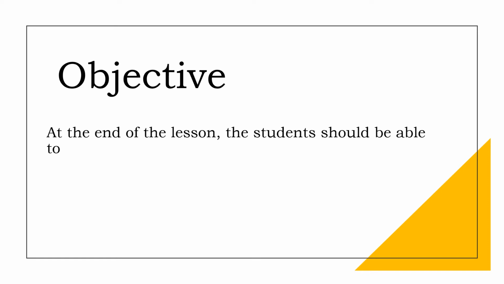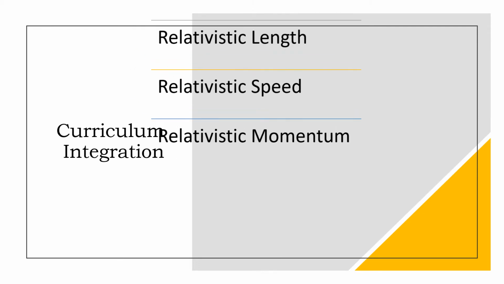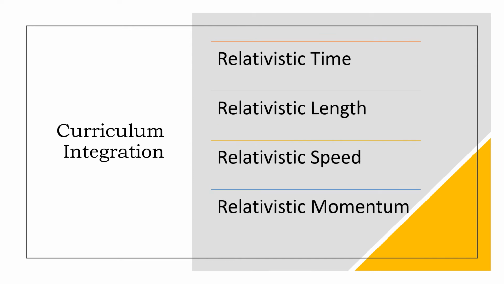The objective of our lesson today is, at the end of the lesson, the students should be able to state the postulates of special relativity and their consequences. This topic is the introductory topic of the special theory of relativity. We will be integrating the concepts that we will learn here on the lesson about relativistic time, length, speed, and momentum.